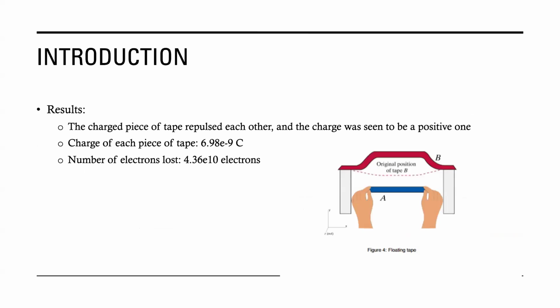Here's a little summary of the results. The charged pieces of tape are repelled from each other, and the charge was seen to be positive. The charge of each tape is 6.98e-9 coulombs, and the number of electrons lost is 4.36e10 electrons.